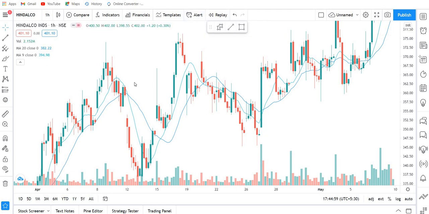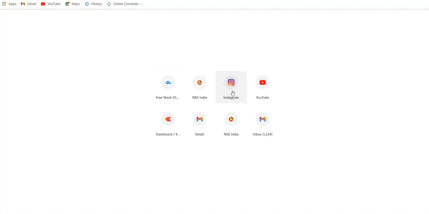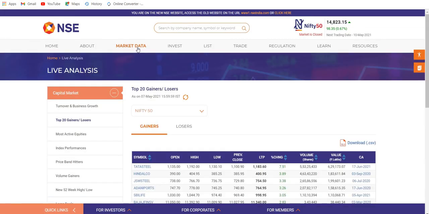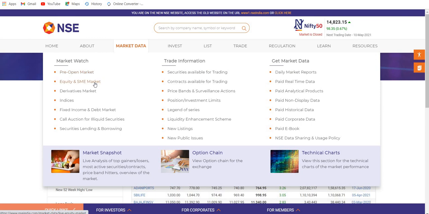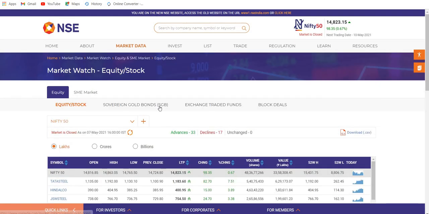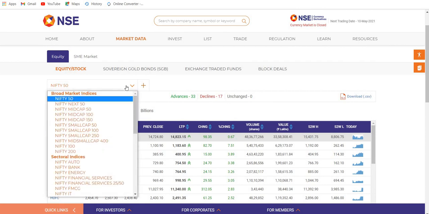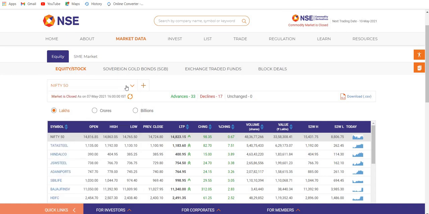First of all, you have to go to the NSE's website. Once you are on the NSE's website, go to the market data. Here you will find equity and SME. Click on this. Here you have the data about the equity stocks. You can find Nifty 50. We want the data about Nifty 50 only. If you want the data about any other indices, Nifty Bank or something, you can do that. Right now we are focusing on the Nifty 50 only. Nifty 50 selected. Download the file.